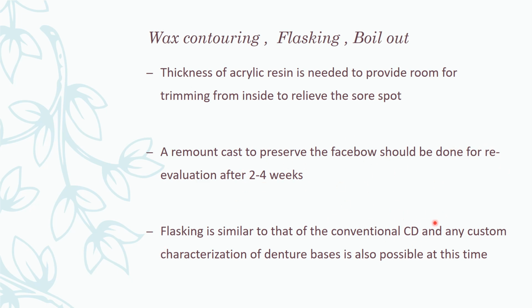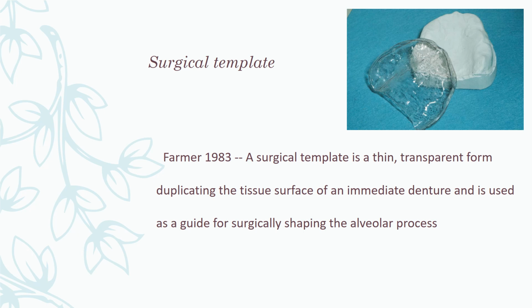So flasking is done in a similar manner as a conventional complete denture. Any characteristics to be present on the denture, you can do it during the wax up. All right, coming to a surgical template. So yes, surgical templates are also made. According to Farmer 1983, a surgical template is a thin transparent form duplicating the tissue surface of an immediate denture, used as a guide for surgically shaping the alveolar process.